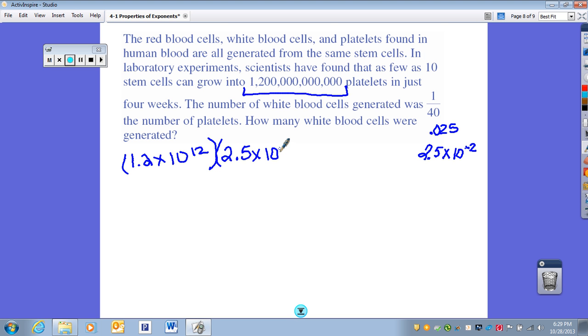When I do this, I'm simply going to use the commutative property, which means I can multiply in any order. So I'm going to multiply these two numbers together, 1.2 times 2.5, which is 3.0. Then I'm going to keep my base, and I'm going to add the exponents together. 12 plus negative 2 would be 10. And that tells me how many white blood cells I would need. Or, if you would like to write that out, that will be 30 billion white blood cells.